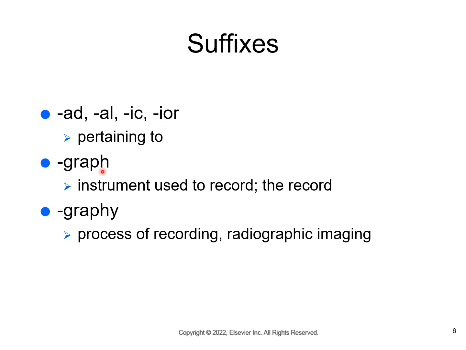The word graph can be used in two ways. One, as the instrument to record. So a radiograph machine would be the machine that records radiographs, which are X-rays. You can also use graph as the actual record. So when you have a physical X-ray, that is your radiograph. So it can be used to say the machine, the instrument, as well as the record. Graphy is the process of recording. So radiography is the process of recording radiographic images or X-ray images.